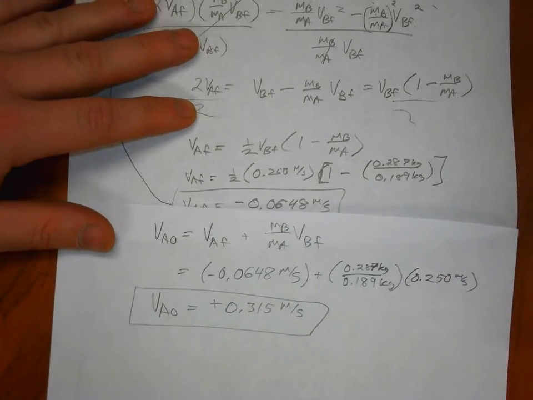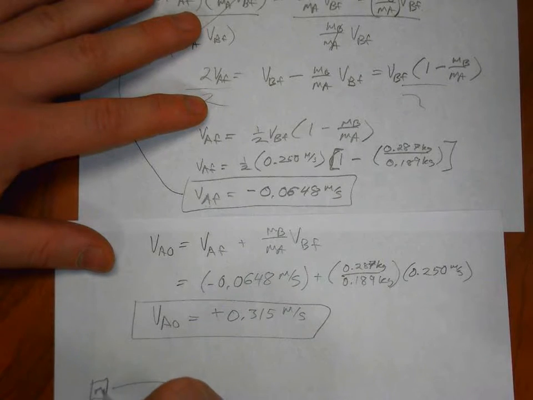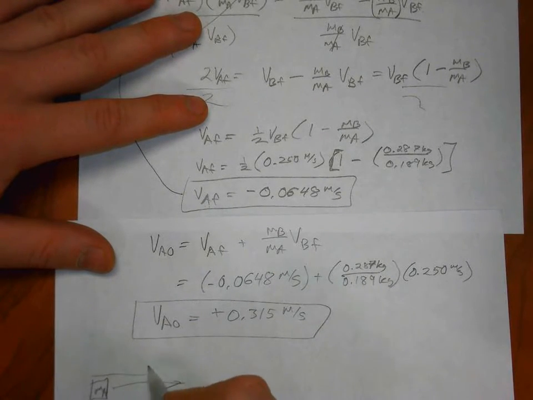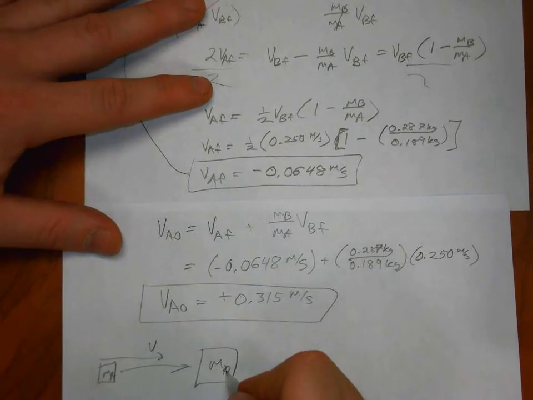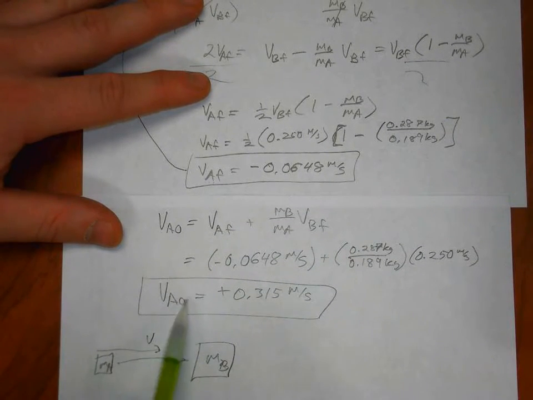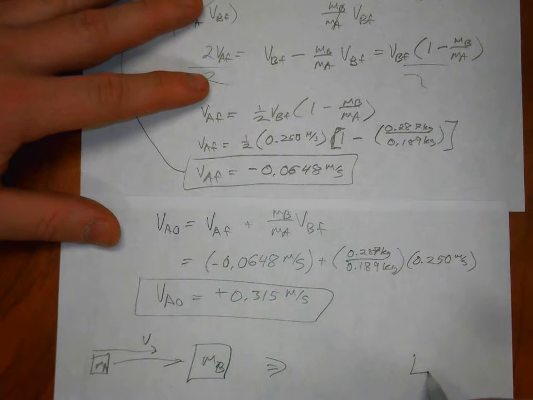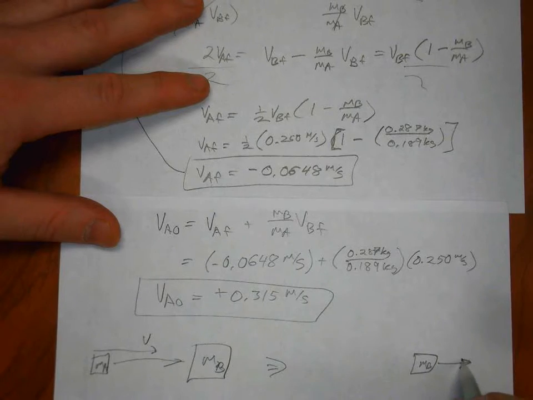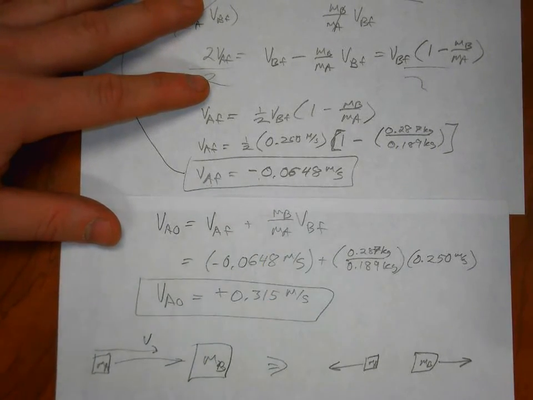Okay, so let's think about this for a second. This makes perfect sense, right? Because the cart is initially going with some velocity towards MB, which is stationary. So it has a positive velocity in the beginning. VA naught is positive. Then after they hit, this is after the collision, MB is moving to the right with some velocity, and MA is moving to the left with some velocity because it's negative. Okay, that was the tough question.